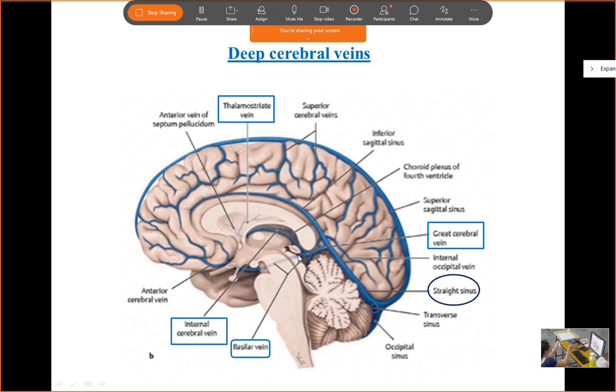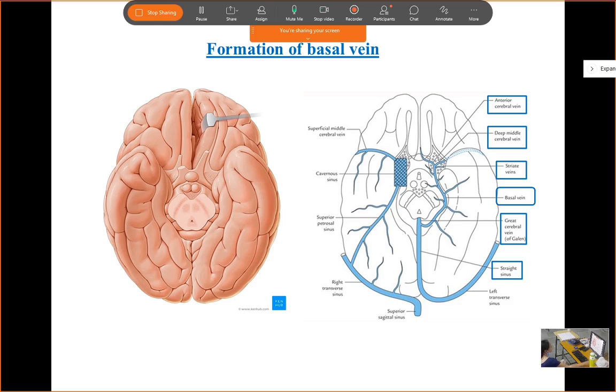So there are two veins. They will go on each side of the brainstem, that is the midbrain, and ultimately they join with each other and drain into the great cerebral vein. So how is this basal vein formed?